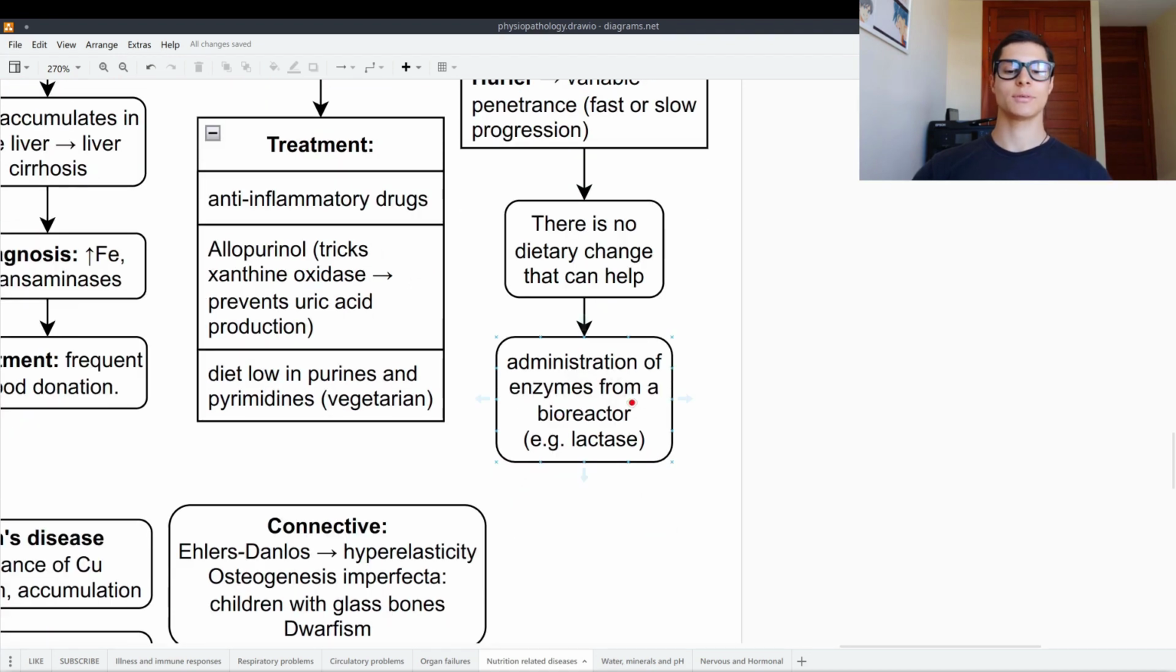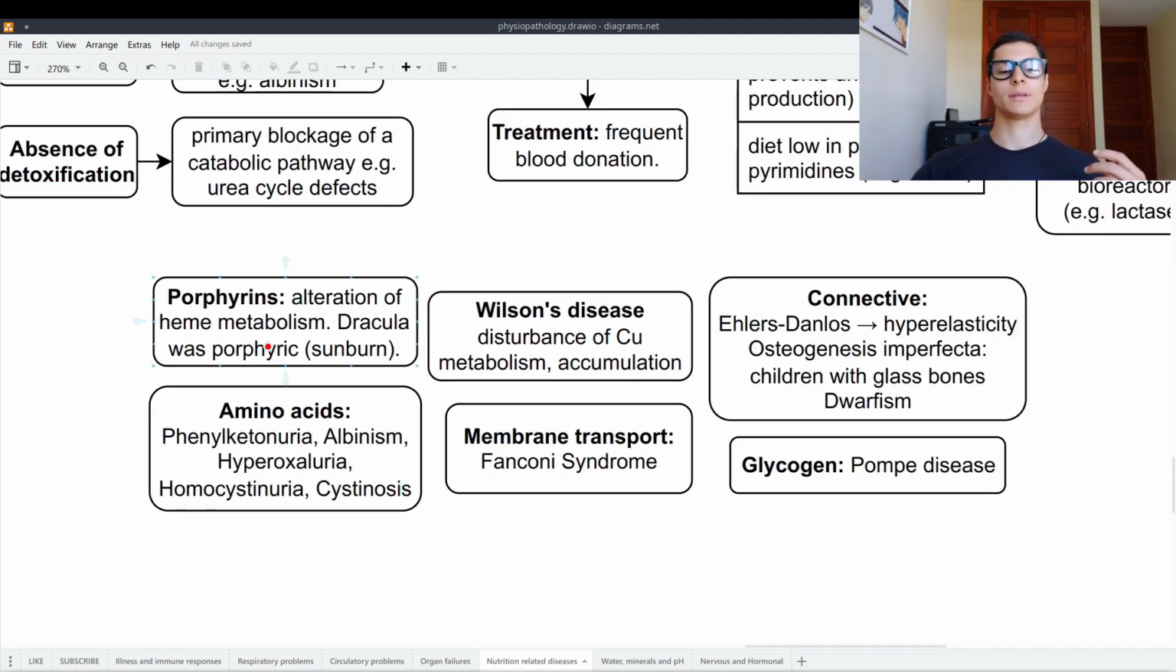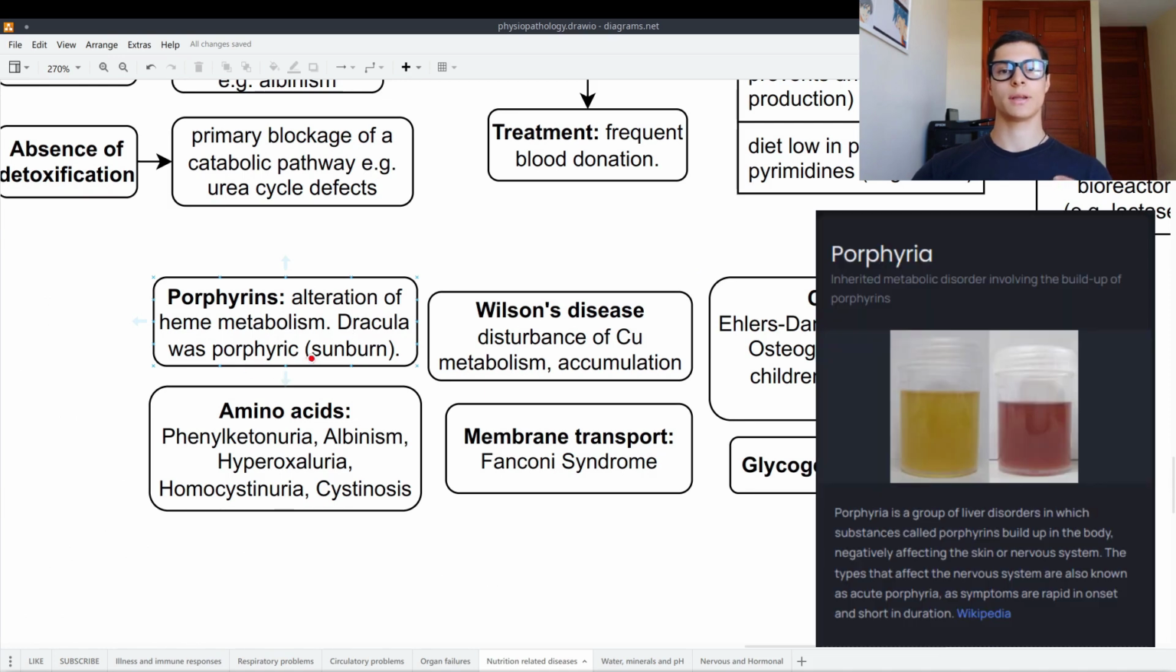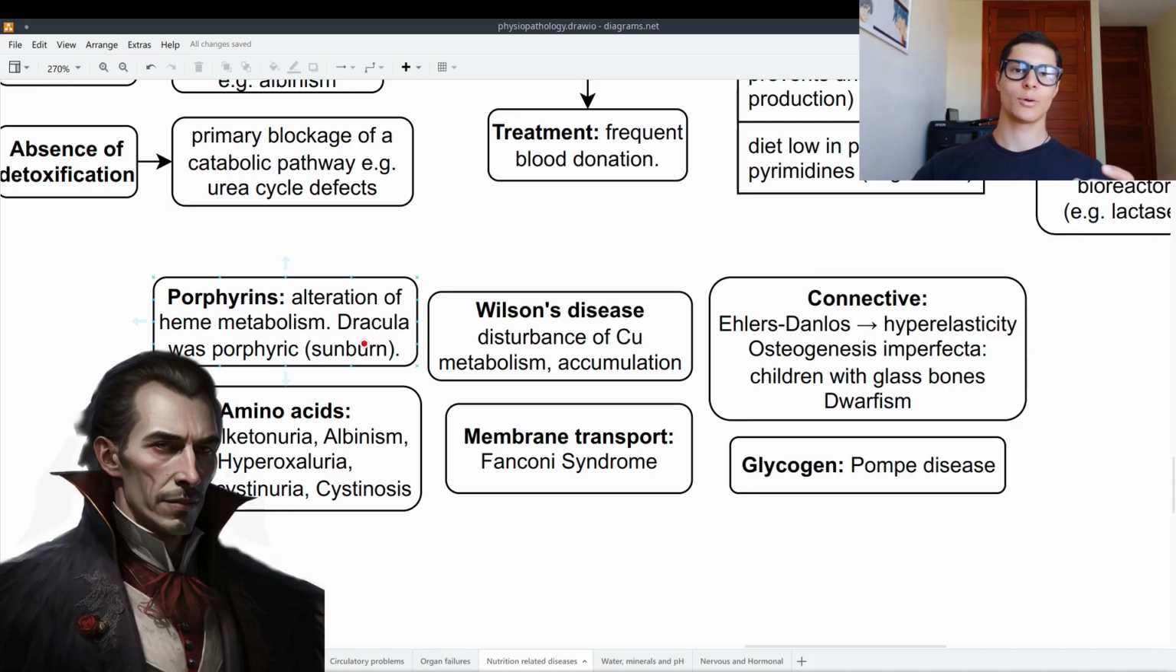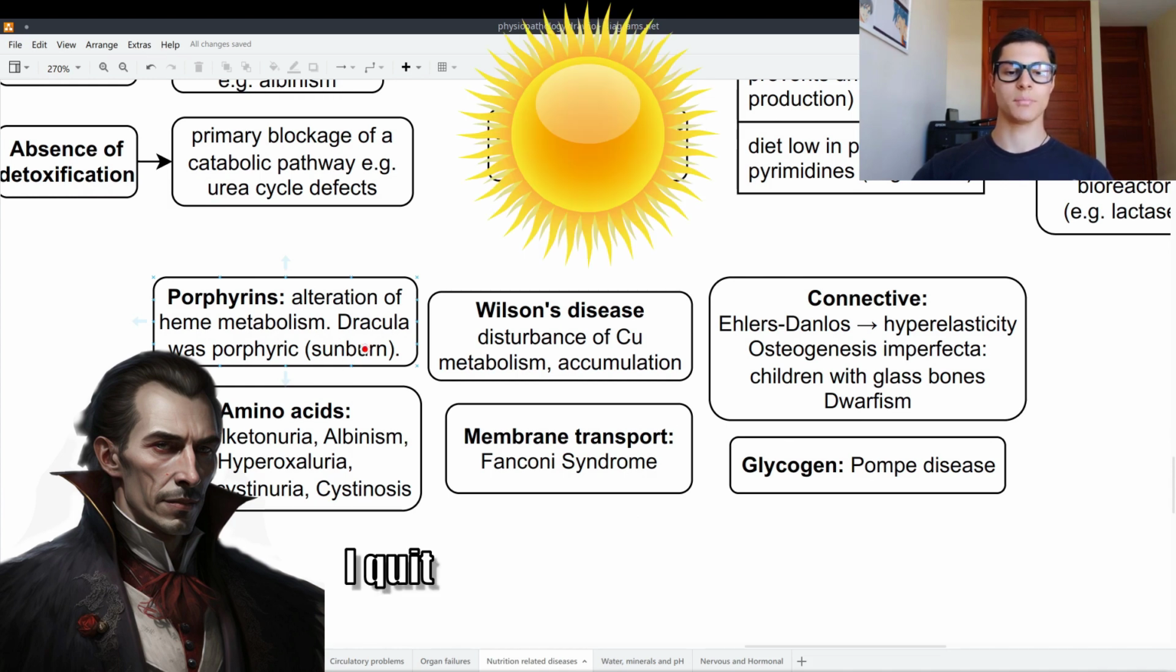Administration of enzymes from a bioreactor. This is the treatment. For example, the production of lactase, the enzyme that converts the lactose into glucose and galactose, comes from a bioreactor. Other diseases are regarding porphyrins, for example, an alteration of the heme metabolism, the group of the hemoglobin, causes the porphyric disease. Dracula was porphyric because he couldn't be exposed to sun, because he will get sunburns.